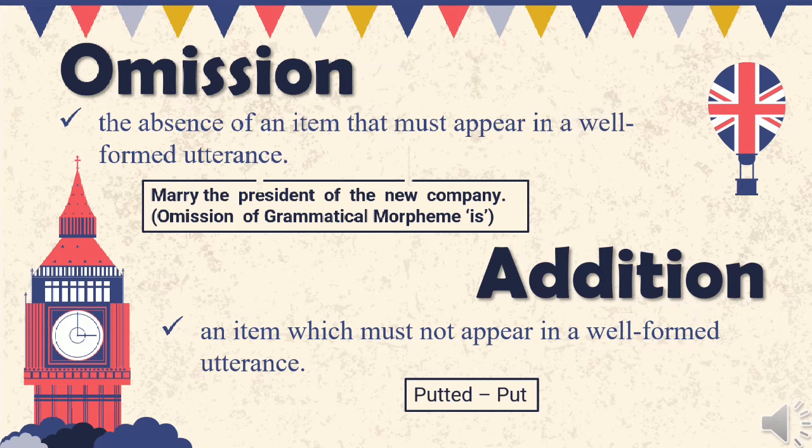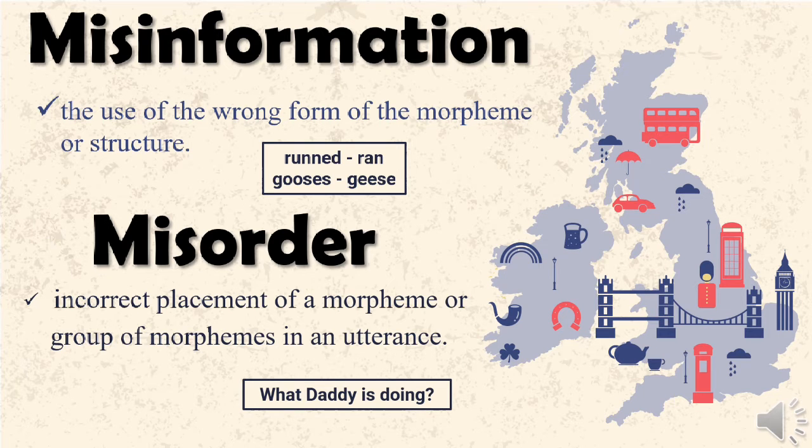The third type of grammatical errors that I would like to share with you is misinformation. Misinformation is the use of the wrong form of the morpheme or structure. For example, the present tense word "run." In past tense, it is not "runned," it is "ran." And the plural noun of "goose" is not "gooses," but "geese."